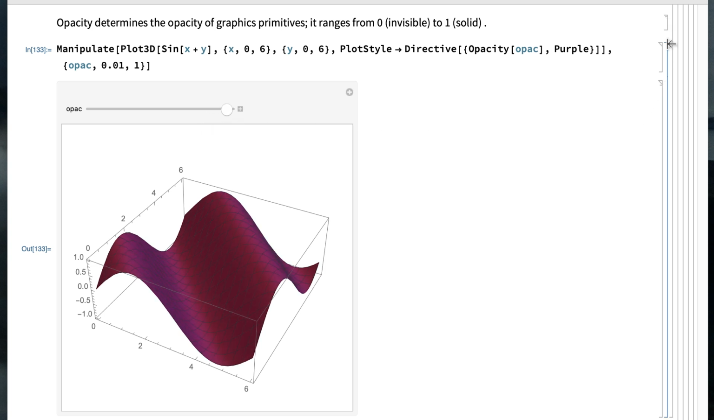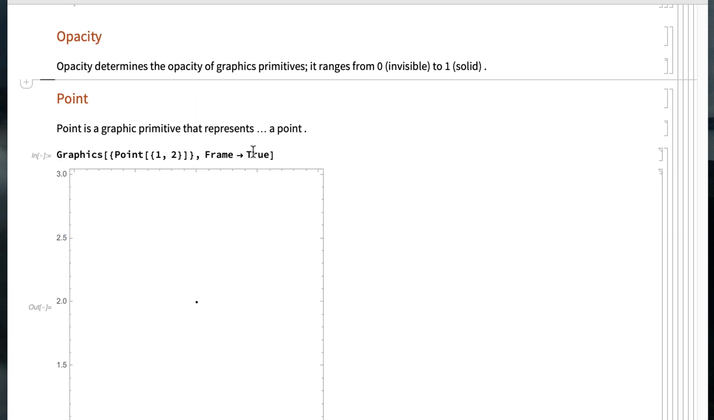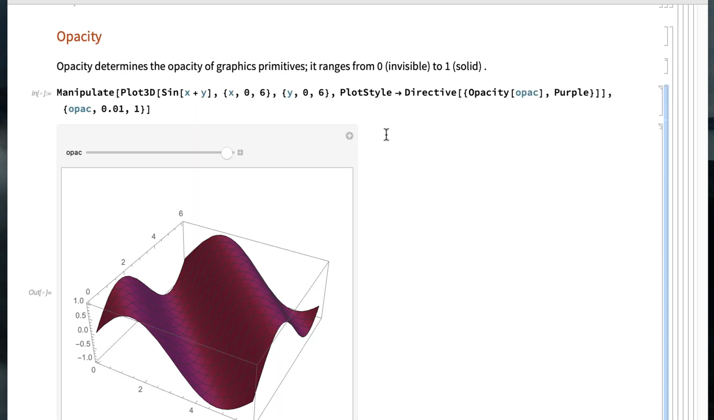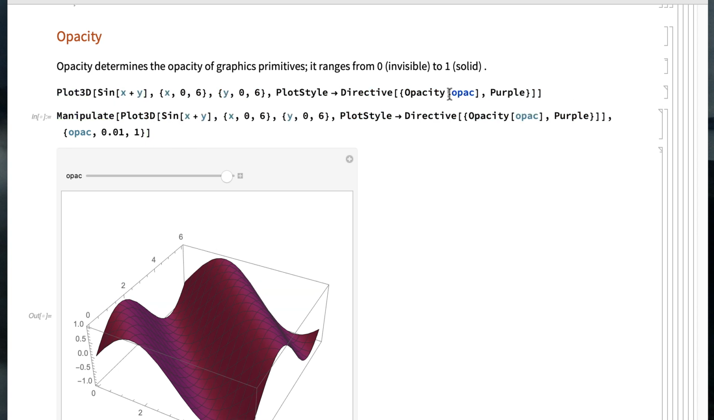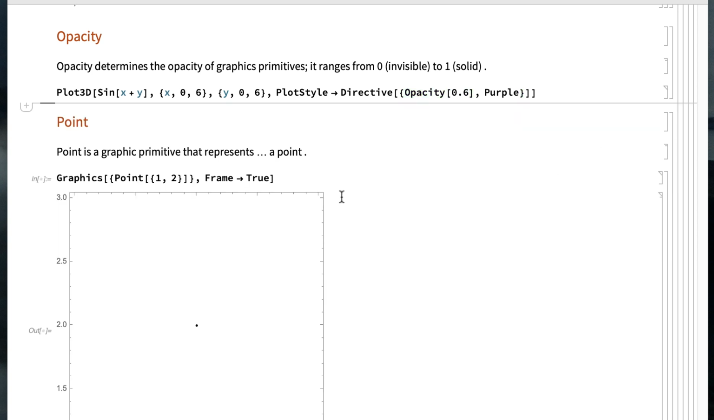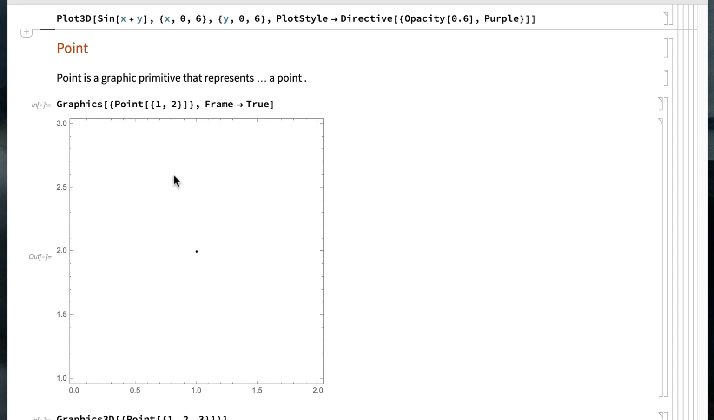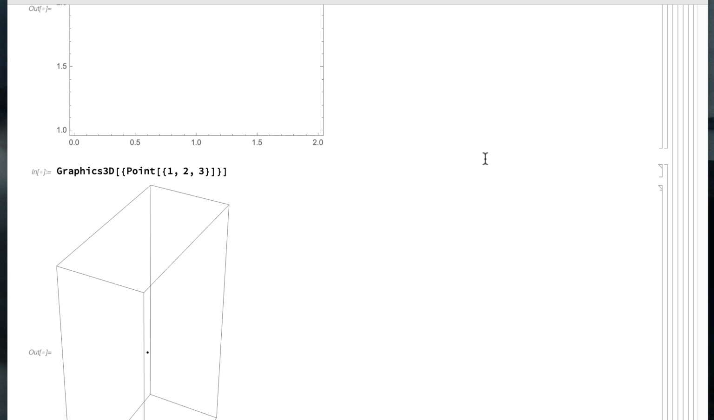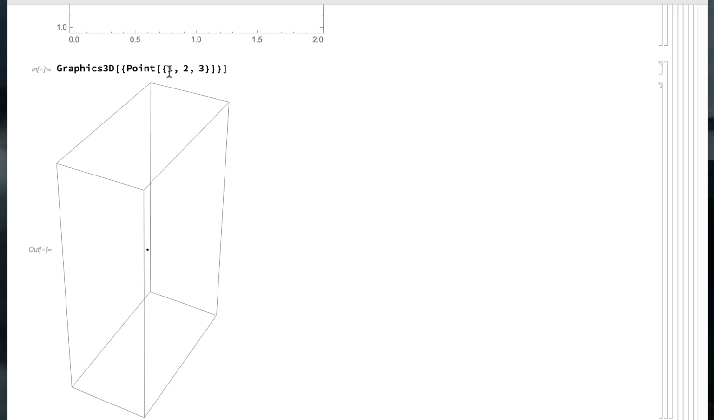Okay, there you go. Point. Ooh, just erased too much. Right. What I originally had was this, and I forgot what it was, 0.6 maybe? Get rid of the manipulate. Point. This one's not too hard. That's the x coordinate, that's the y coordinate. And now I have a graphics object, and I'm just adding an option to graphics to tell it, hey, put a frame around it. Point also works in three dimensions.